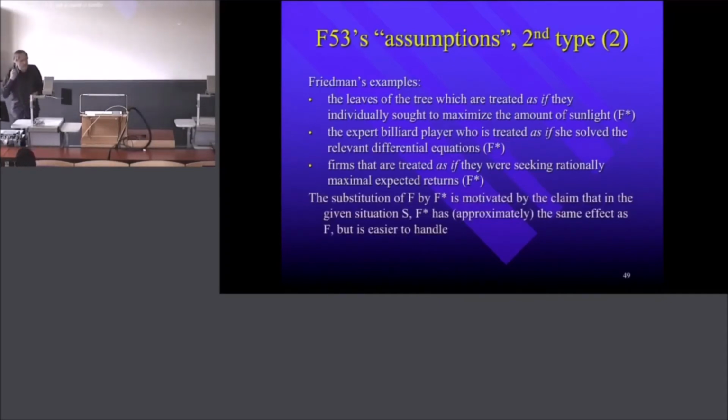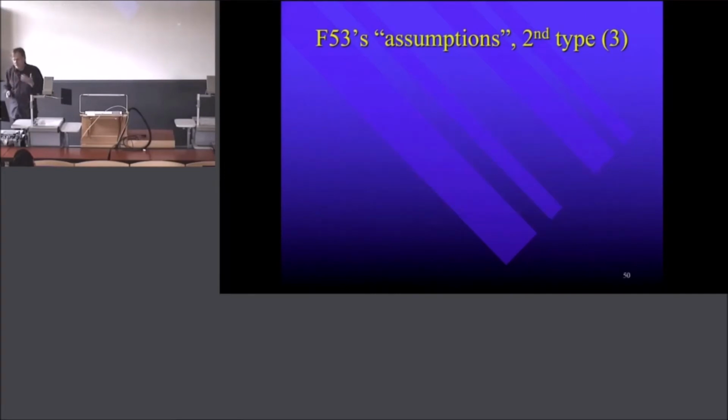Now, of course, you need an argument for that. First you need a motivation for it. And the motivation for the substitution of F by F star is the claim that in the given situation, F star has approximately the same effect as F, but is easier to handle. That's the argument, right? So you can say, if I replace F by F star, I get something that's roughly equivalent concerning the effects, not the nature of the thing, right? But the effects are probably very similar, and we can handle them much more easily than the original thing. That's the beginning of the argument.